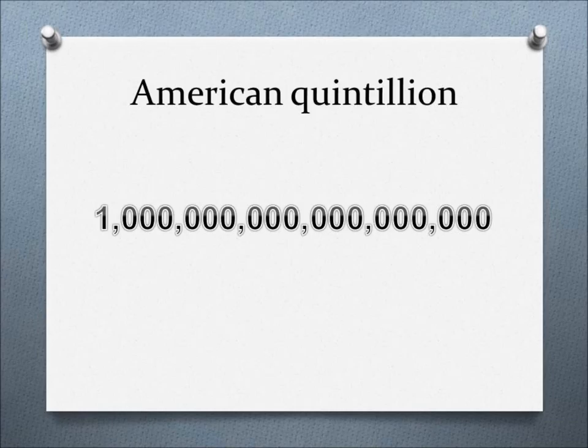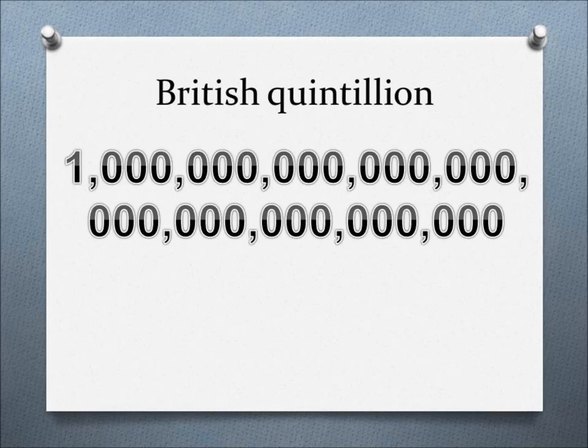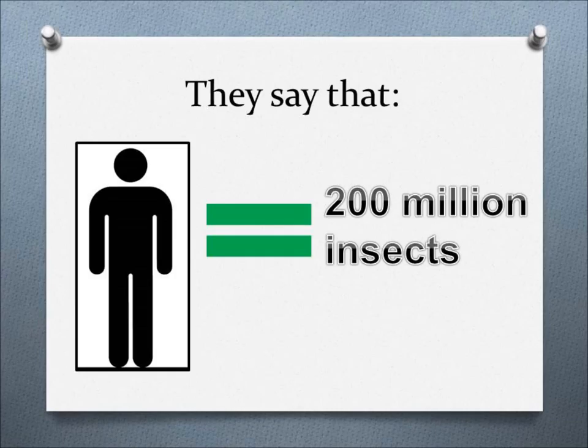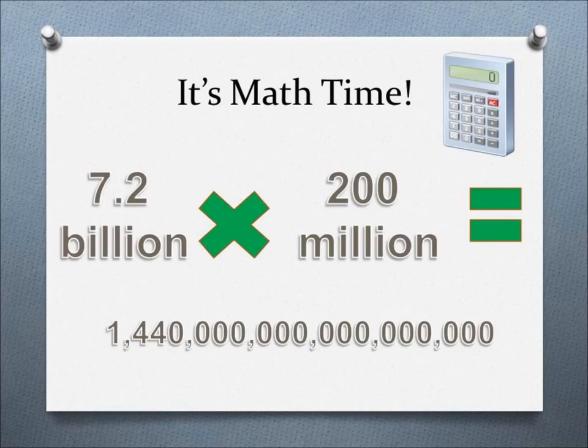Now, it is interesting to note that the word quintillion means two different things depending on where you live. In America, the word quintillion means a 1 followed by 18 zeros, while in Great Britain, it is a 1 followed by 30 zeros. So neither definition really changes the fact of how many creatures are on our planet.